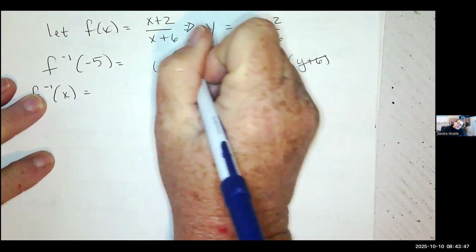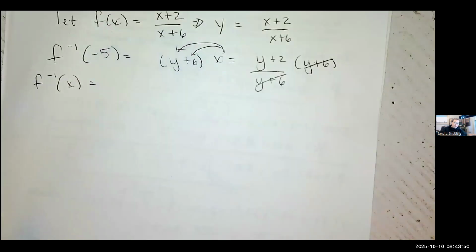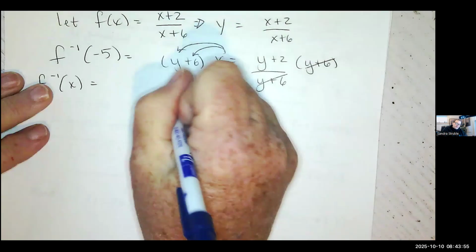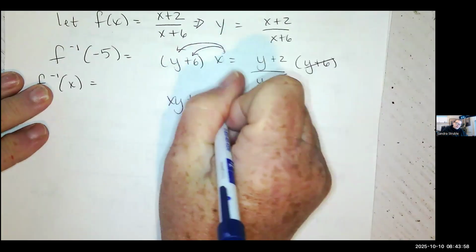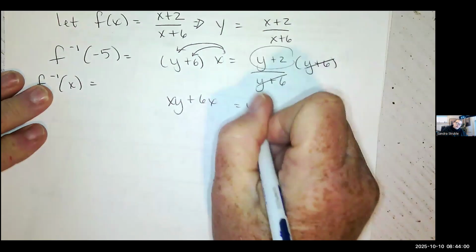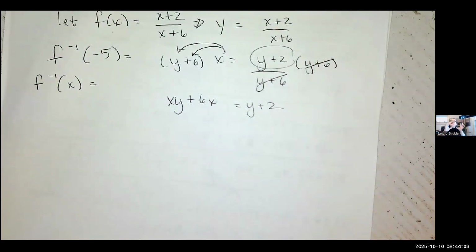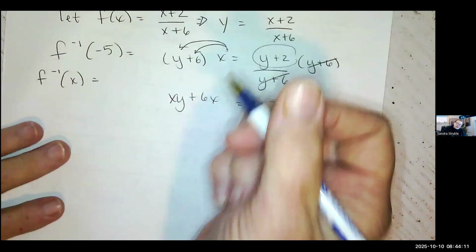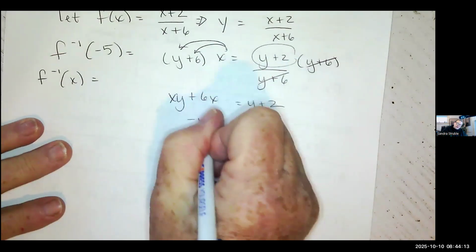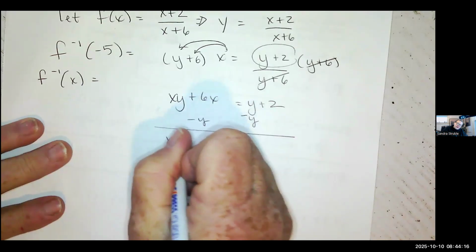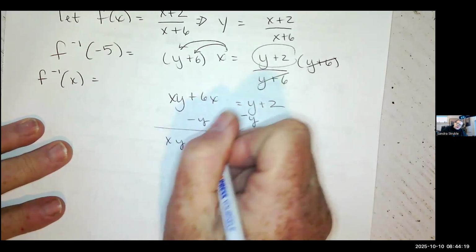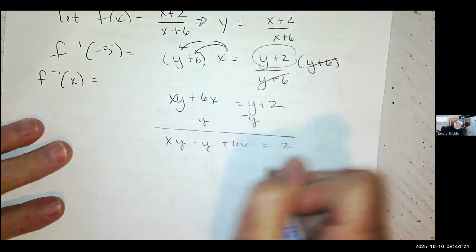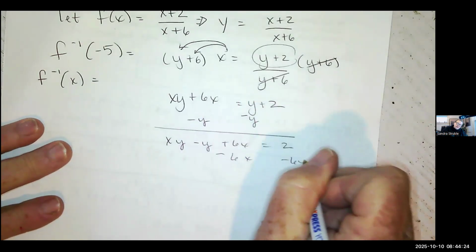Now we have to distribute our x over the binomial. So we're going to have x times y, which is xy, plus 6x is equal to y plus 2. All right, now we need everything that has a y in it on one side and everything that doesn't have a y on the other side. So I'm going to move this y to the other side. I'm just going to do it step by step here. And plus 6x is equal to 2, and then subtract the 6x from both sides.